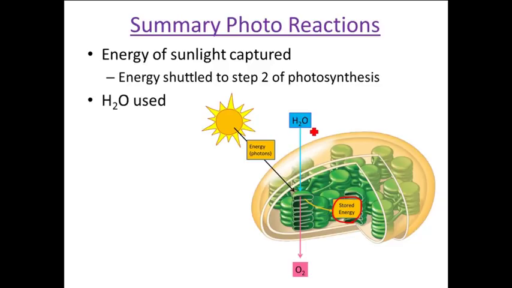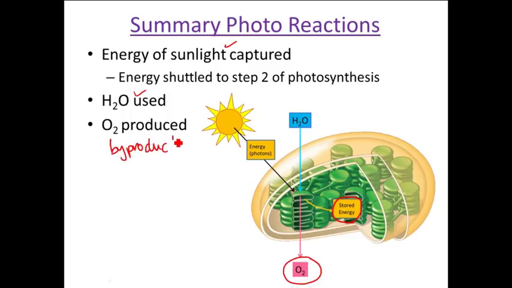And water is used. In this process of chlorophyll capturing sunlight and transferring the energy to these storage molecules, water is used. It's split, and electrons from water are donated to the process, and oxygen is generated from that. So sunlight in, water in, and out we get oxygen. This is a byproduct.